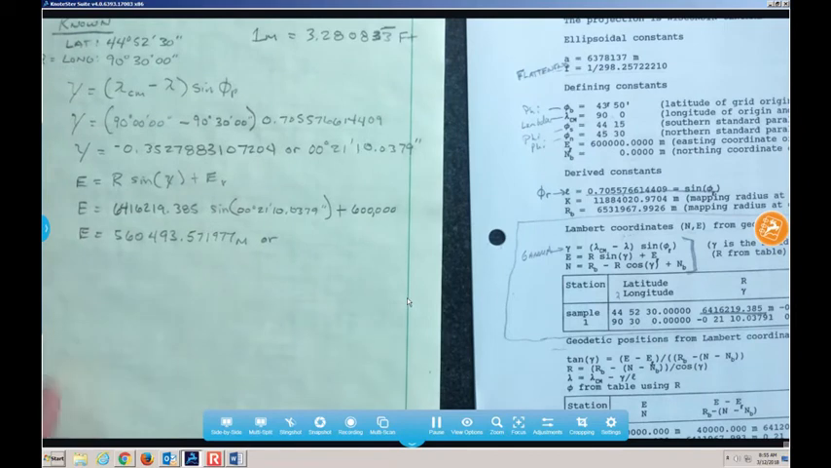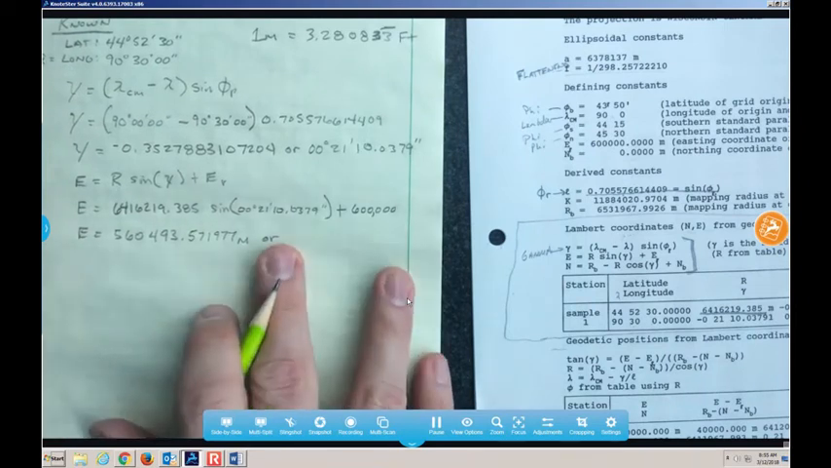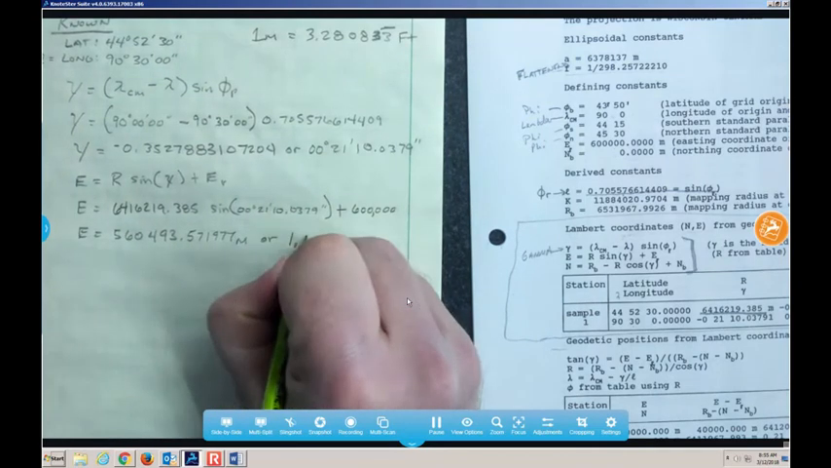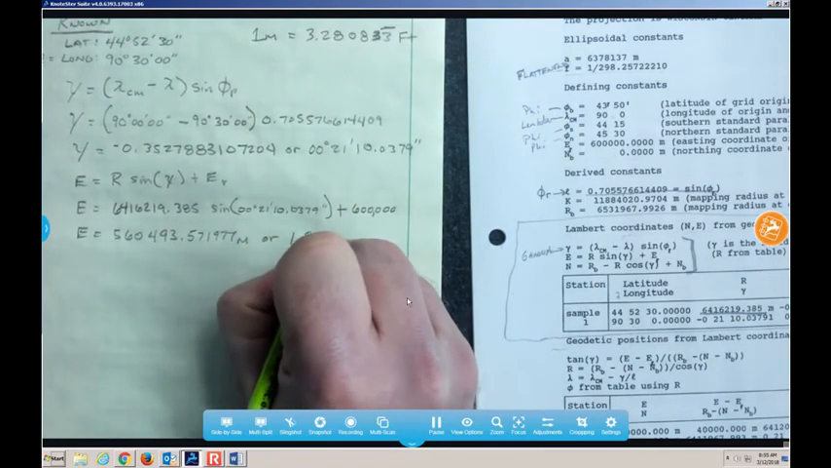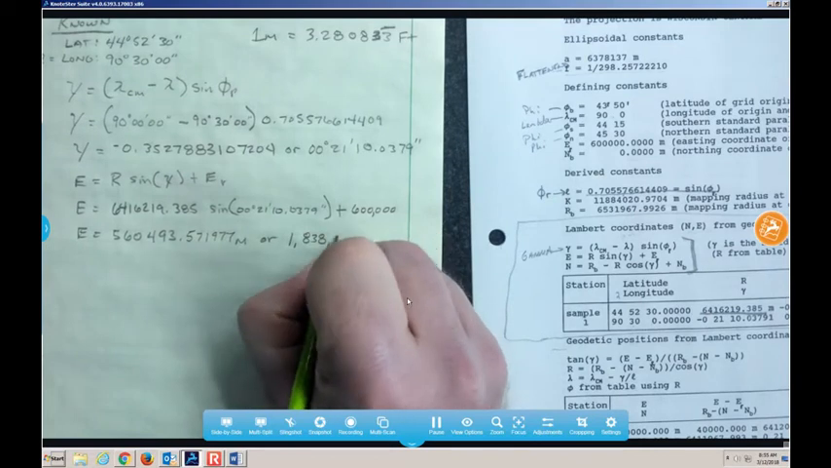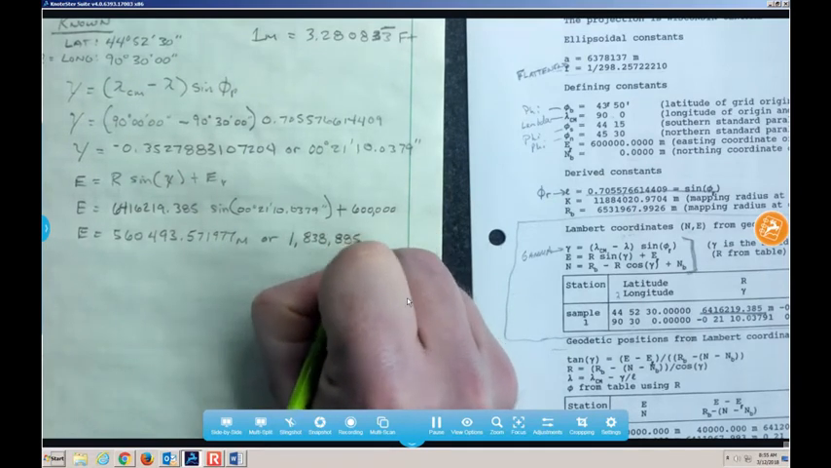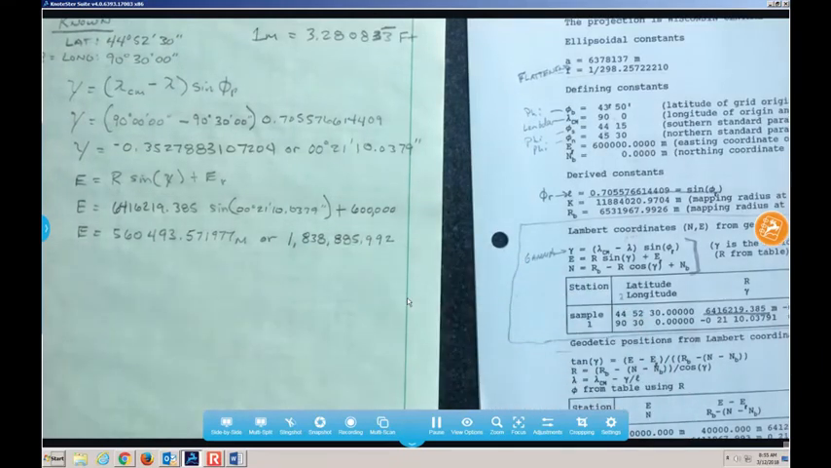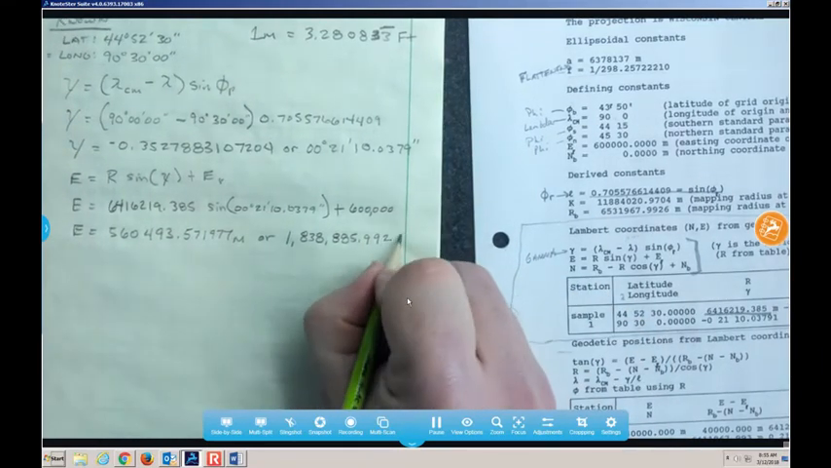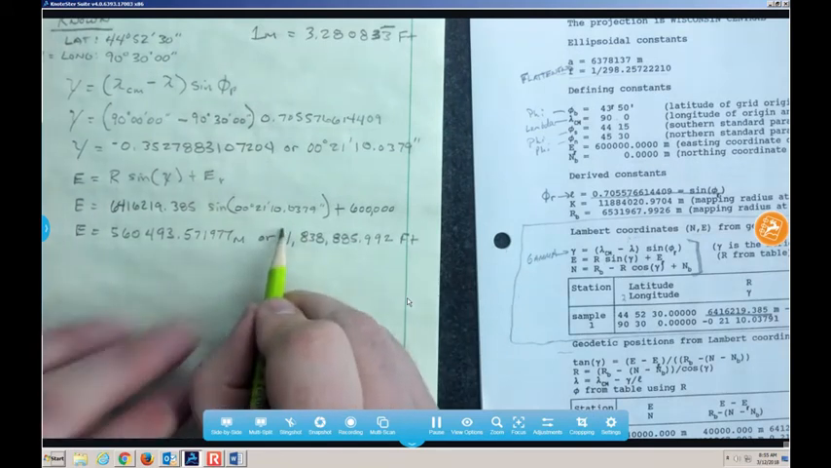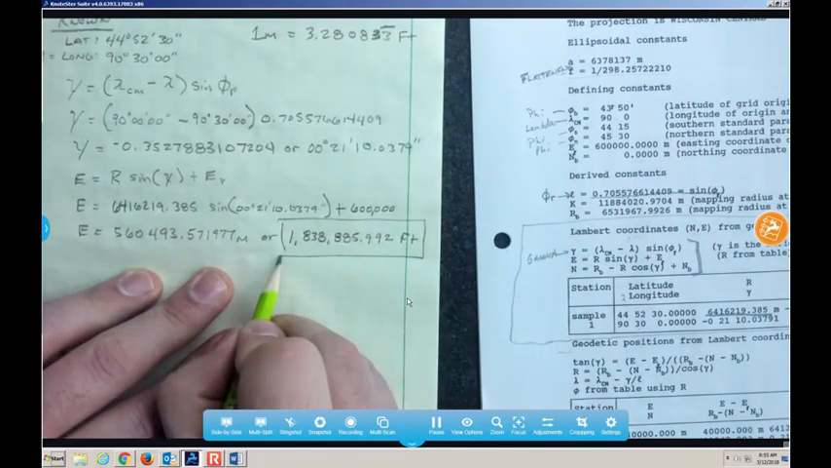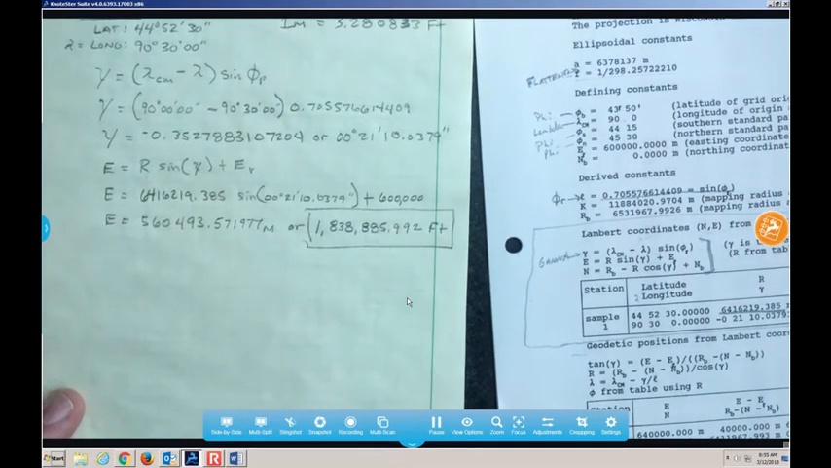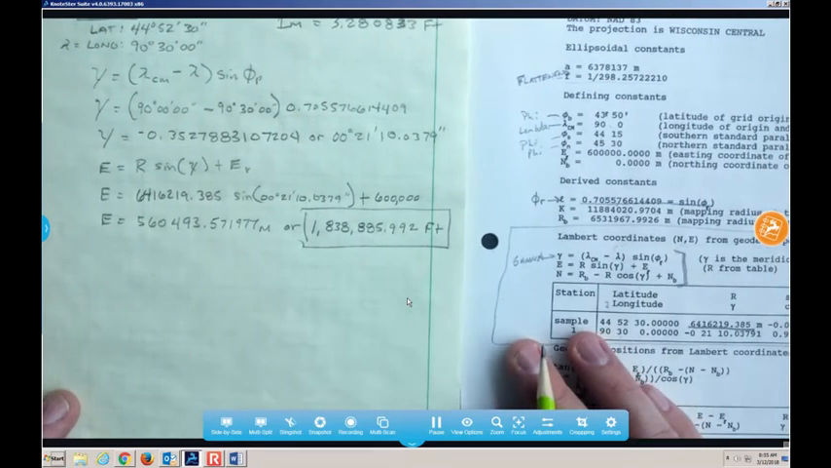So what is my footage? What's my easting coordinate in feet? 1,838,885.99219. 992. I'll take 992. Okay. Feet. All right, so there is my easting coordinate. Okay? Now we have to figure out our northing coordinate.